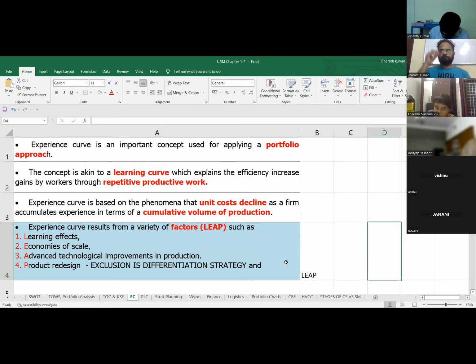So LEAP. Easy to remember. Let me know if you are done. Don't write the next question. First, let's finish this. I hope I am clear.